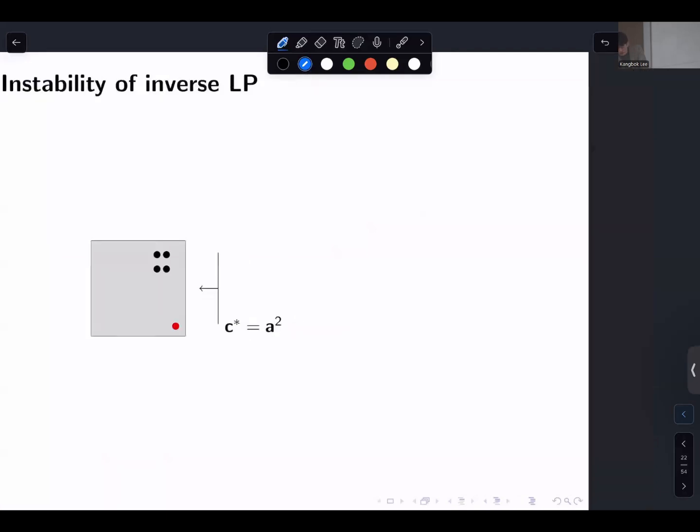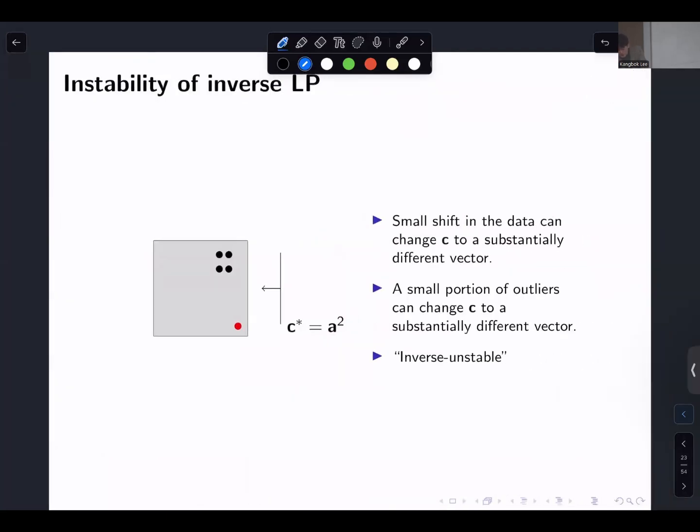Just a single outlier, but it says the preference is very different before and after. Okay, not good. So a small shift in the data and a small number of outliers can actually have a huge impact on the way inverse optimization works. And we call it being inverse unstable. The way inverse optimization works is unstable in response to such data imperfection or data noise or uncertainty.